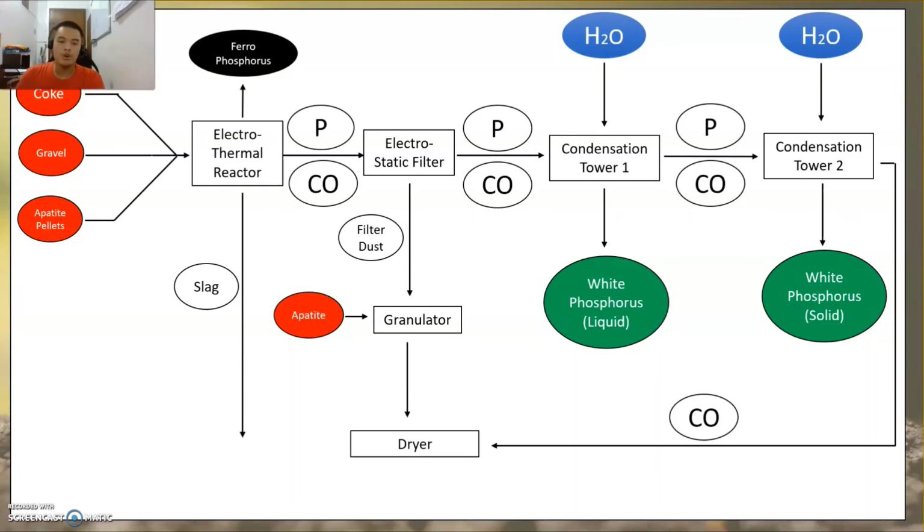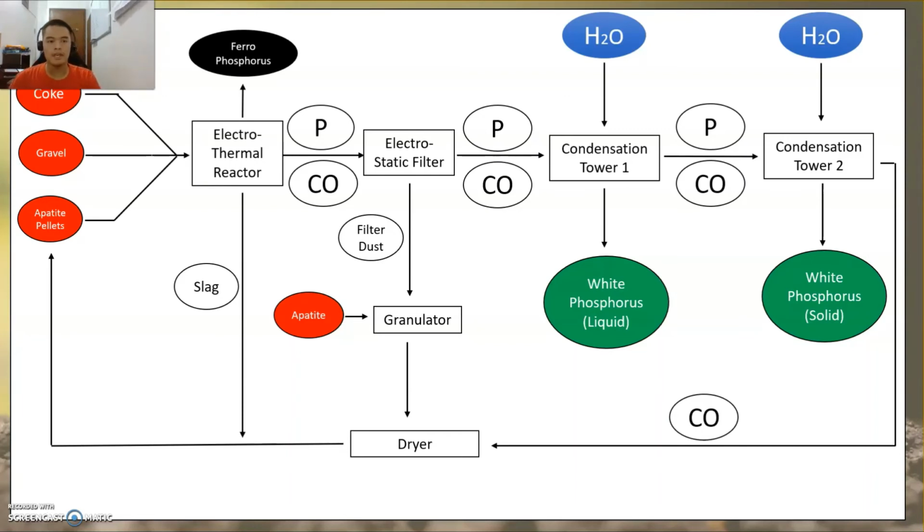Also, the granulated stream is sent to a dryer. And as such, one of its outputs is the main recycling stream, where this recycled stream is also mixed with the slag stream from the electrothermal reactor. Thus, 3 streams into one recycled stream go back to one of the raw materials, which is the apatite pellets. Therefore, the process diagram has maximized its efficiency, and it is in a cycle that will yield the maximum possible white phosphorus in liquid and solid form.